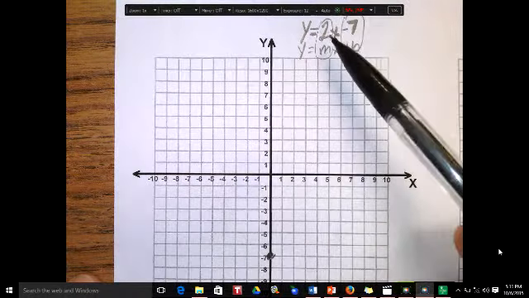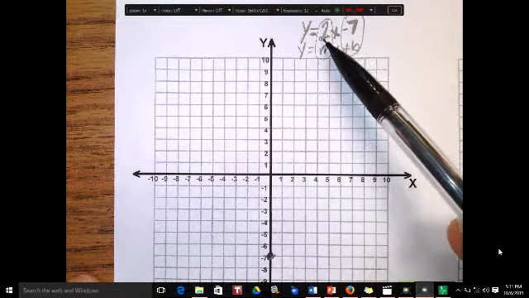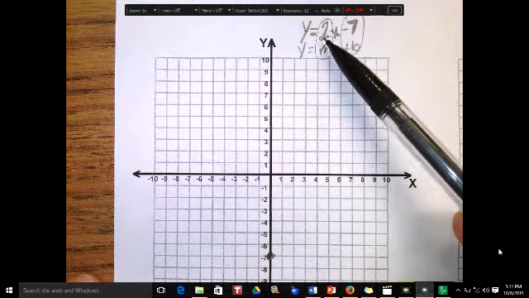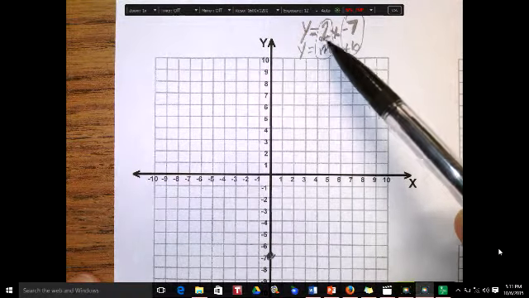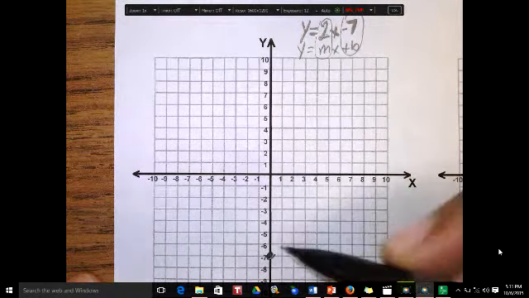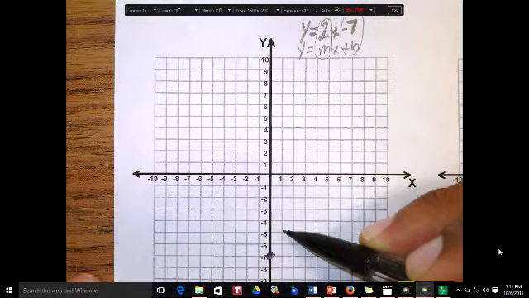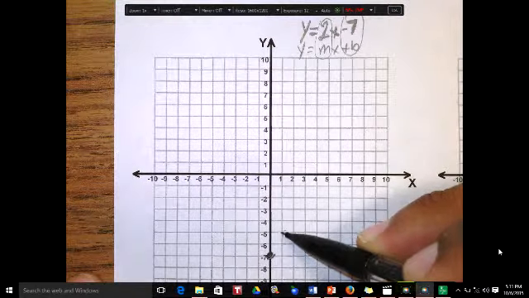After which, we're going to look at the slope. And remember, slope can be defined as rise over run. If we turn 2 into a fraction, it would be 2 over 1. So that means we're going to go up 2, 1, 2. And we are going to go over 1, 1. And we're going to put a nice little dot right there.